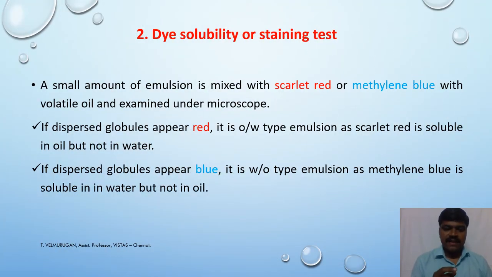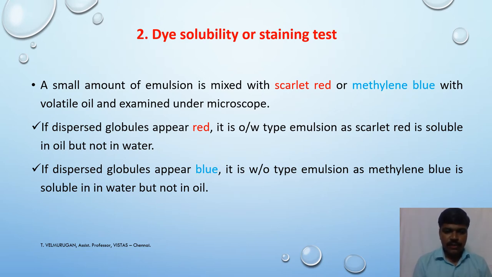Dye solubility or staining test. A small amount of emulsion is mixed with scarlet red or methylene blue with volatile oil and examined under microscope. Why do we take these two things? Scarlet red dissolves in oil, methylene blue dissolves in aqueous, meaning water. So we have to choose these two things.